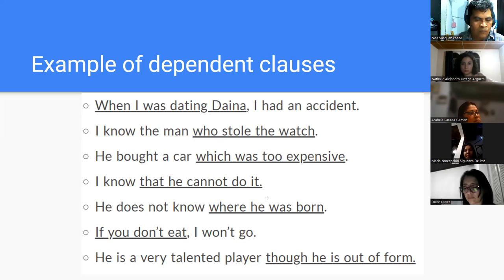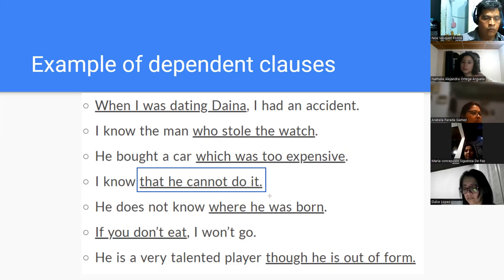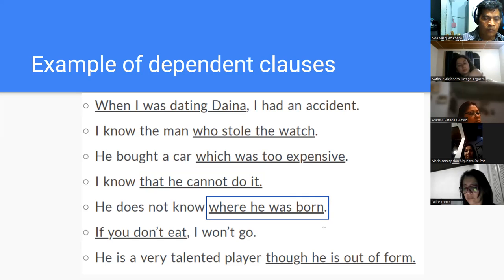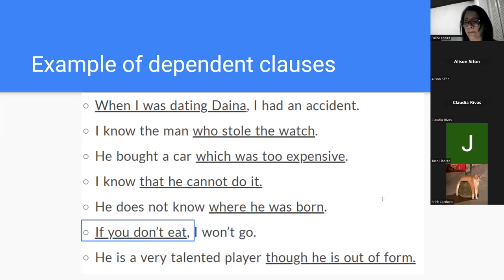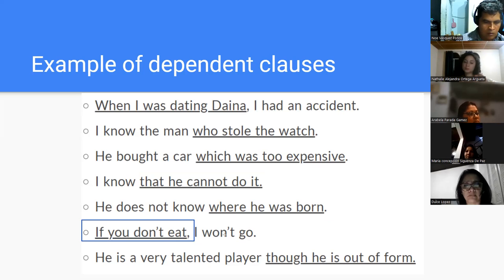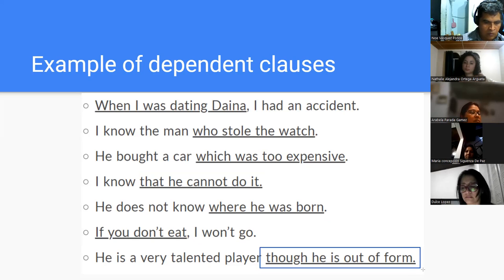All right. That he cannot do it. Is this a relative clause? Yes. It's like who? Exactly. Okay. Where he was born? Is this a relative clause? Yes. Where? All right. Now, this one, is this a relative clause? No. All right. That is a conditional. Is this a relative clause? No. Okay.